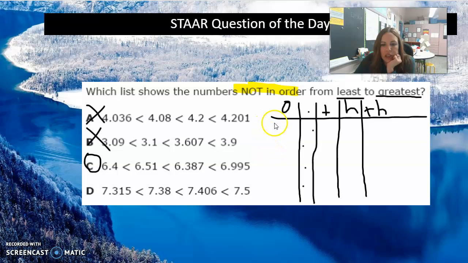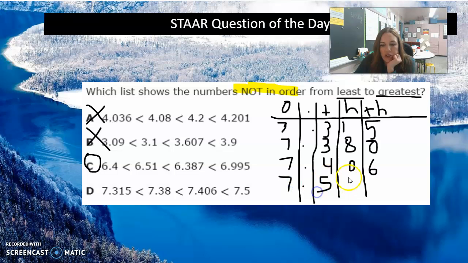Okay, so let's look at 7 and 315 thousandths, 7 and 38 hundredths. I could put a 0 there. 7 and 406 thousandths, and 7 and 500. Filling in my zeros, looking at my tenths, 3, 3, 4, 5. And if I look at my tenths, it doesn't matter what is in my hundredths and thousandths, right?